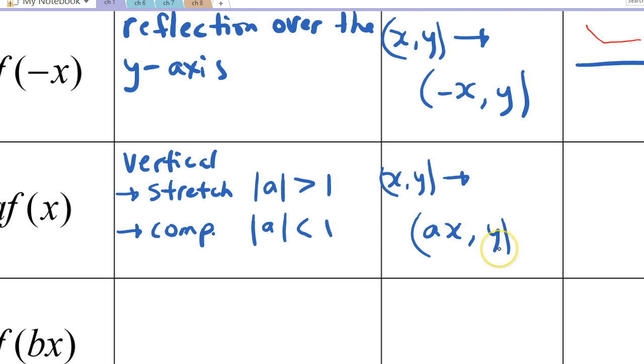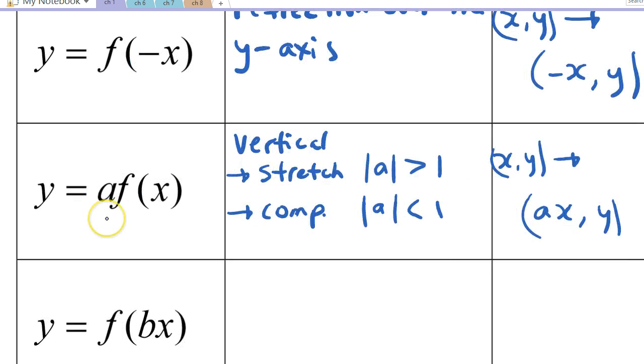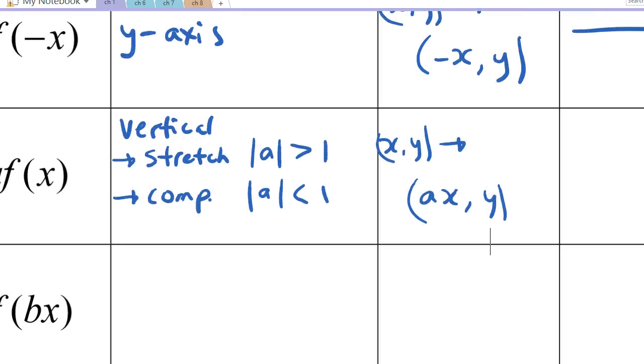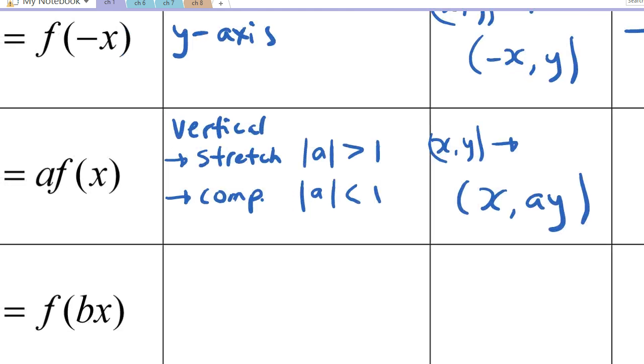We multiply, oh sorry, did I do that right? No, I did not. We multiply the y values, not the x values. Let's try this again. x comma ay. And what would that look like?